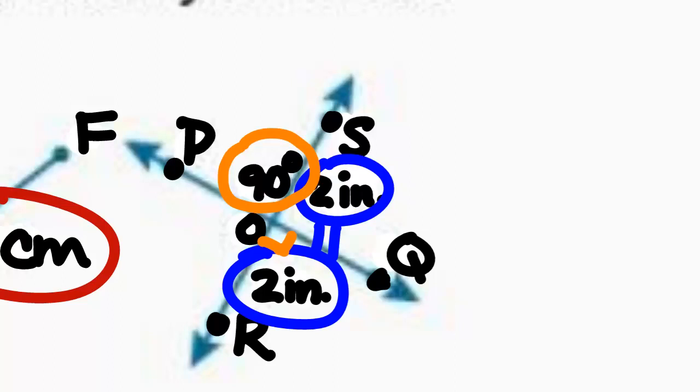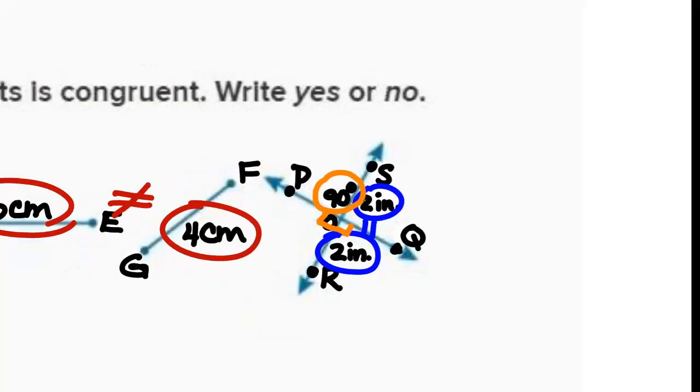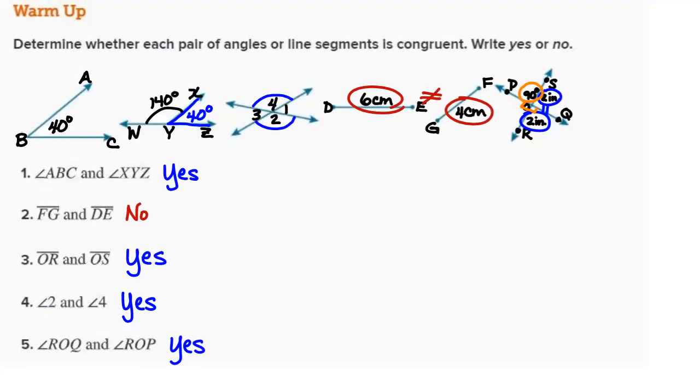ROQ is the vertical angle to POS. ROP is a linear pair to ROQ. So together they have to equal 180. Well, one of them is 90, so the other would have to be 90 so that they add up to 180. So those are both right angles.